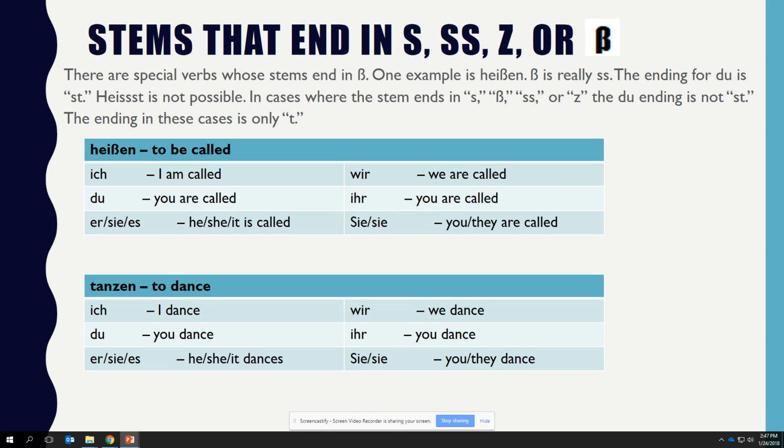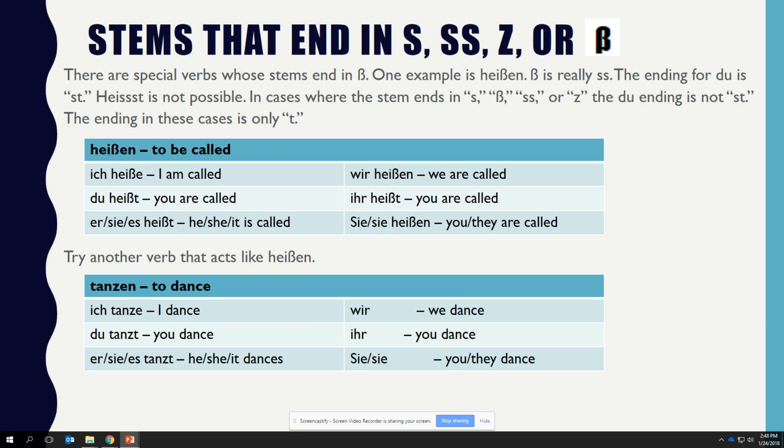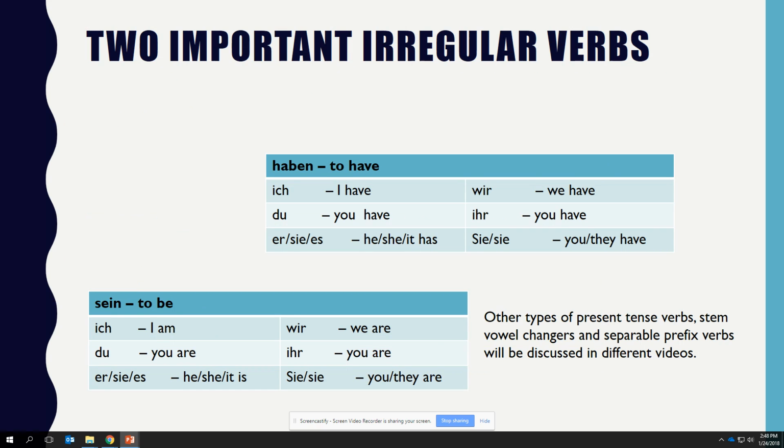So, trying heißen, we have ich heiße, du heißt. Note you did not add another S to the ST there because ß is already two S's. Sie es heißt, wir heißen, ihr heißt, sie heißen. Try another verb that acts like heißen and pause the video now. You should have ich tanze, du tanzt, sie es tanzt, wir tanzen, ihr tanzt, sie tanzen.